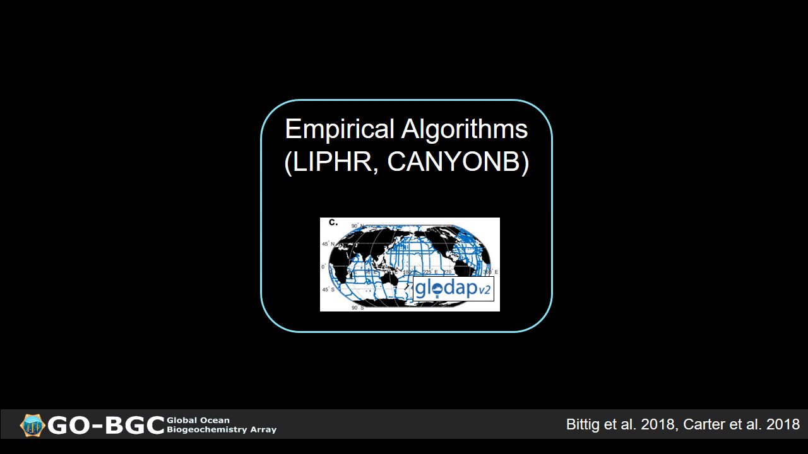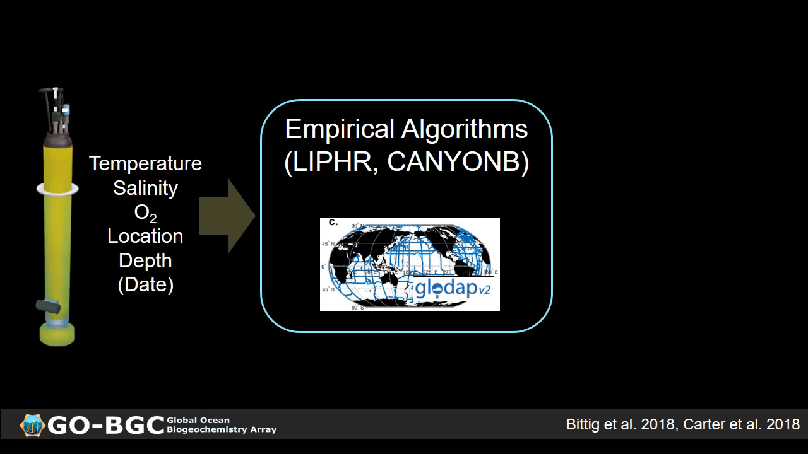To create these deep reference pH fields, we use global empirical algorithms such as LIFER and CANYON-B. And these algorithms are trained using the GLODAP V2 data product and are capable of accurately predicting pH throughout the world's oceans, particularly in the deep ocean. So the inputs to these algorithms are temperature, salinity, oxygen, location, depth, and for CANYON-B, date. And these are all parameters that the float typically measures.